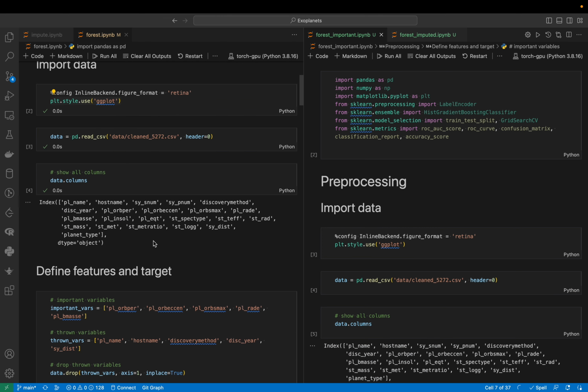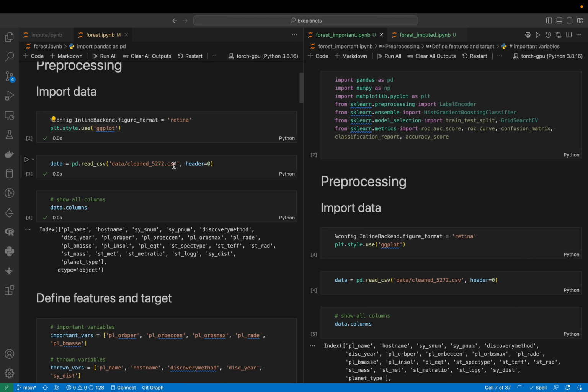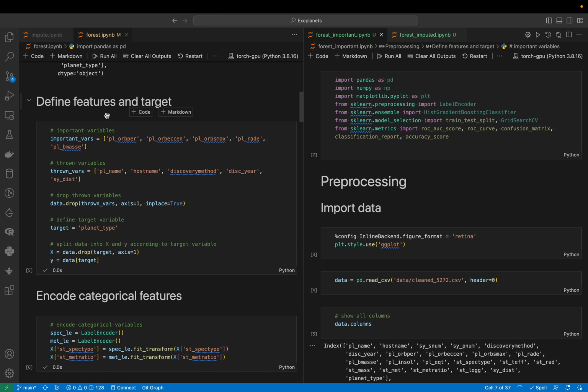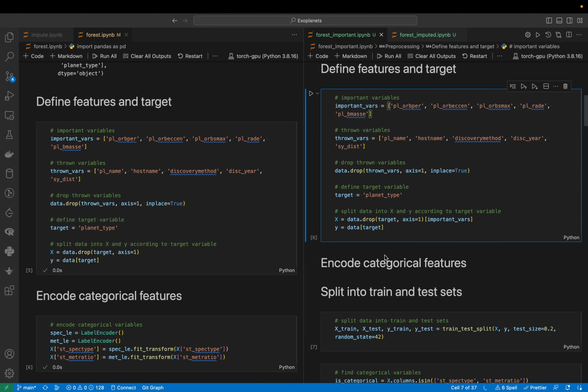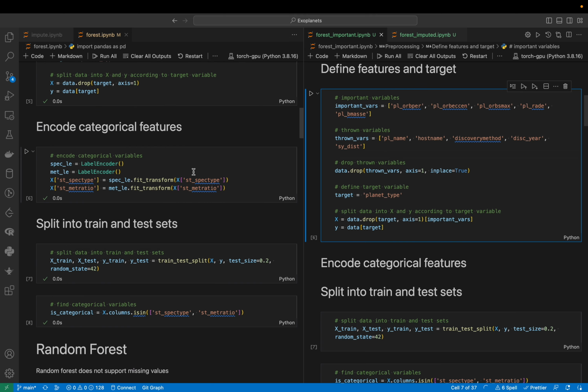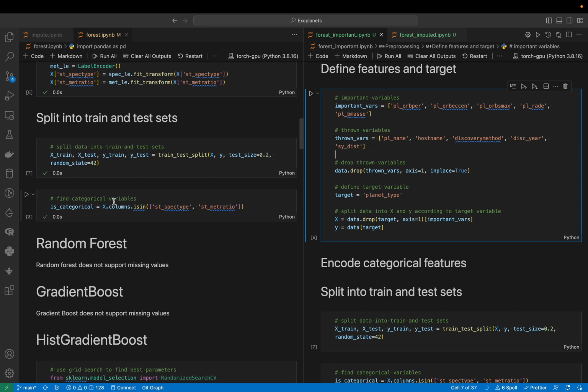First we load the dataset. It's the clean 5 to 72, and we define features and target. Features on the left are all of the features in the dataset, and target is planet type. However, the features on the right only include the important variables. Then we encode the categorical features like the stellar spectral type and the stellar metallicity ratio.